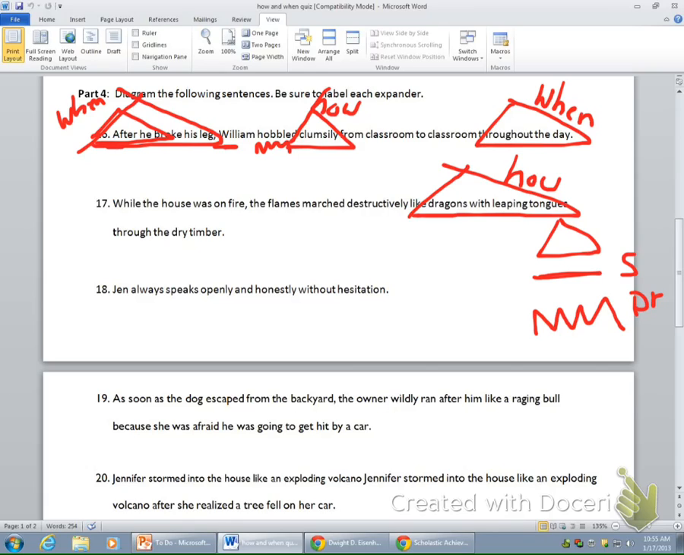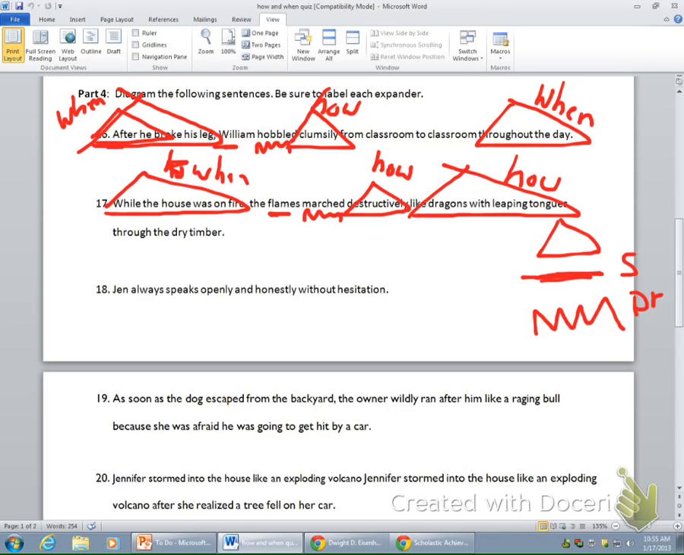So then I see automatically, here's another ly, destructively, telling me how. Then I see while, so while the house was on fire. This is telling me when. So I'm going to say to myself, what happened destructively? What did they do destructively? The predicate is marched. And who or what marched? Flames. Any questions on that? All right. Jen always, yes. No, underline for subject. I didn't mark you wrong, but we're going to go with the whole underlining for subject.